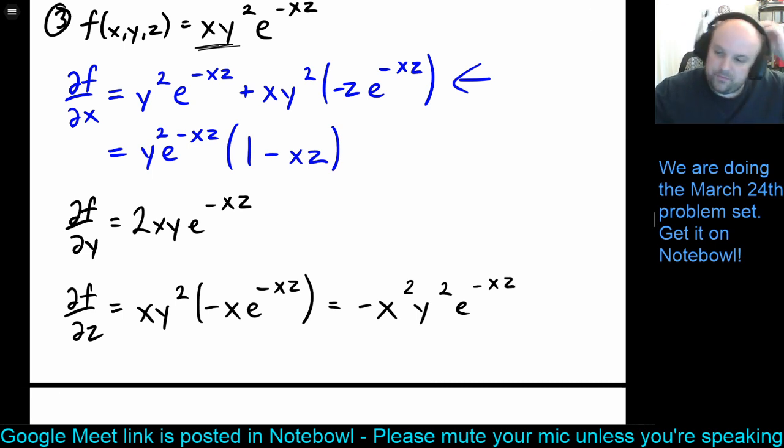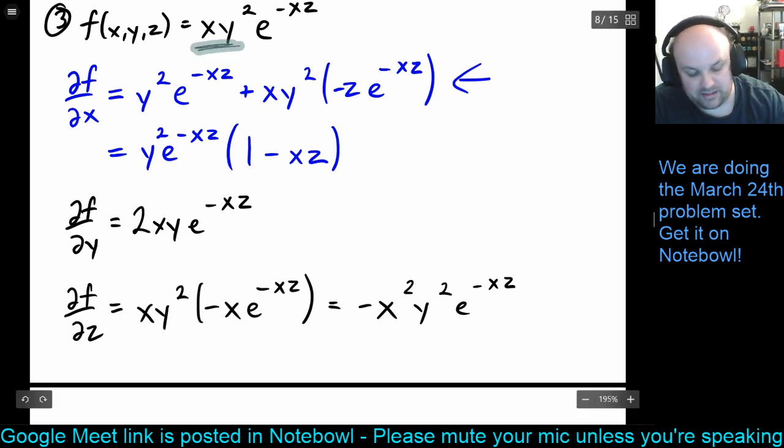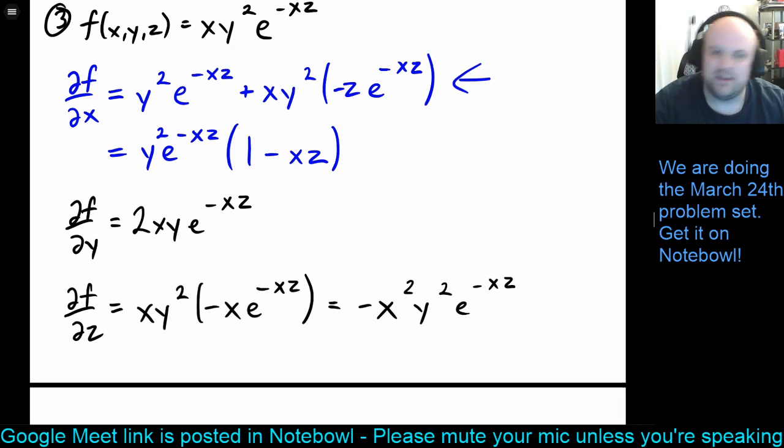And again, as usual, the most important thing isn't simplifying complicated derivatives, it's just making sure that you get all the important pieces there. You've applied the product rule correctly or the chain rule correctly. You've done the derivatives correctly. That's the biggest issue here.